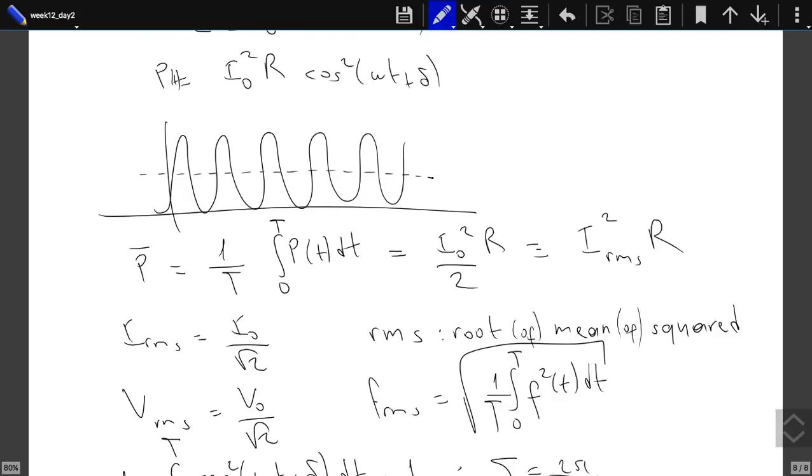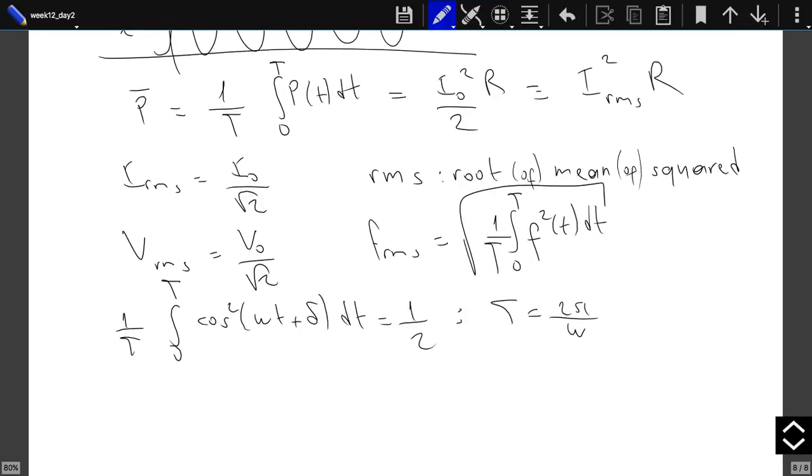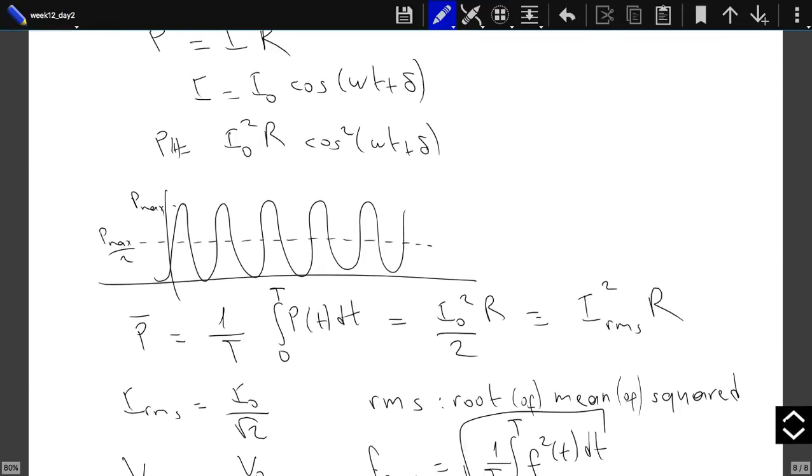Or you can also say this one. This shape over here will exactly fit this empty place over there. So the area below this curve is equal to the area below this dashed line, which is halfway. This is P max. This is P max over 2. Now okay, any questions on this one? This is just a definition of the RMS.